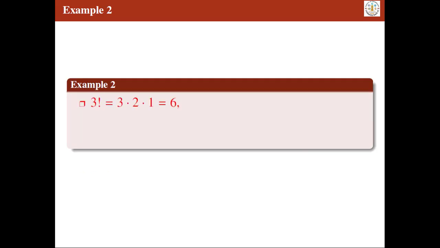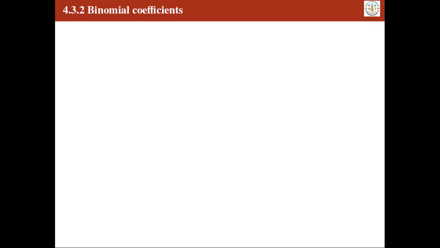Let's have some examples. 3 factorial equals 3 times 2 times 1 equals 6. 4 factorial equals 4 times 3 factorial equals 24. 5 factorial equals 5 times 4 factorial equals 120.